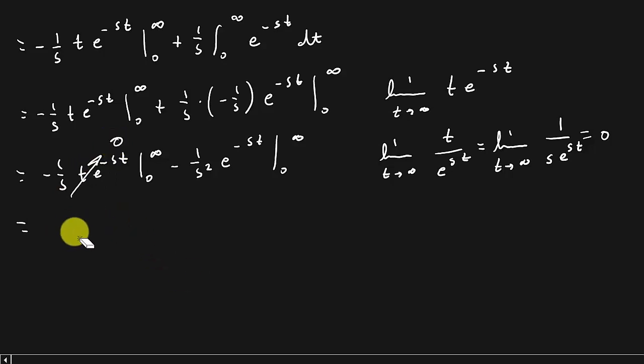All right. Now let's look at this one. So when we take the limit, now remember the 1 over s squared, that's a constant. Okay, so we've got minus. Now let's look at this.